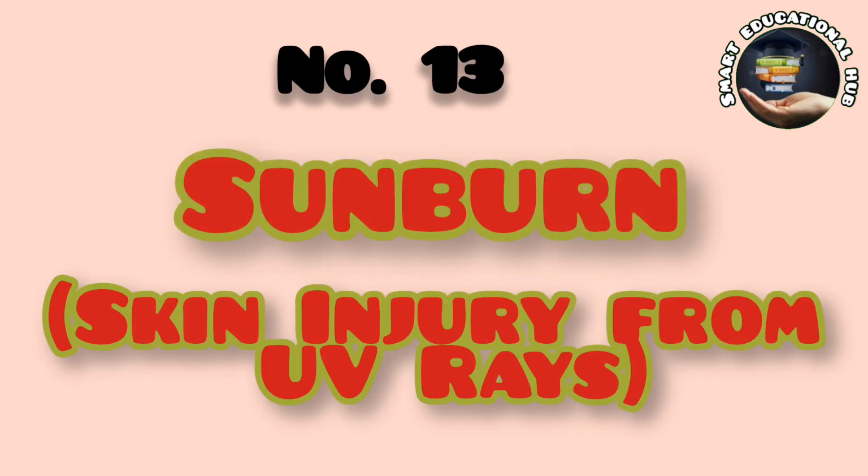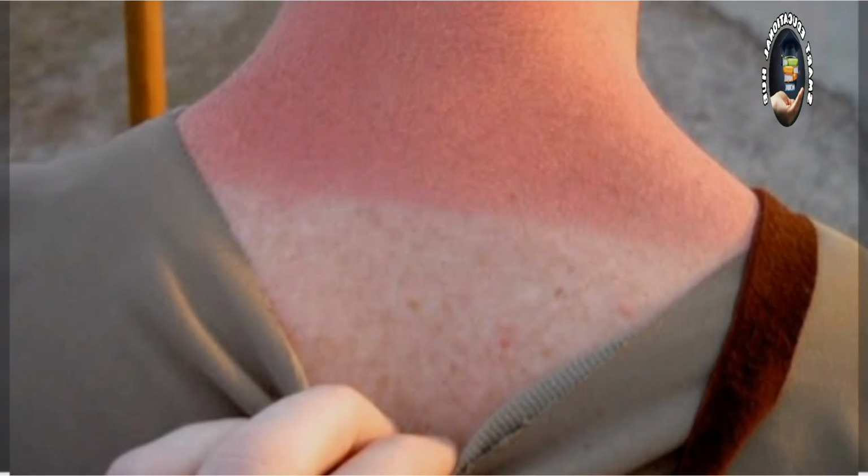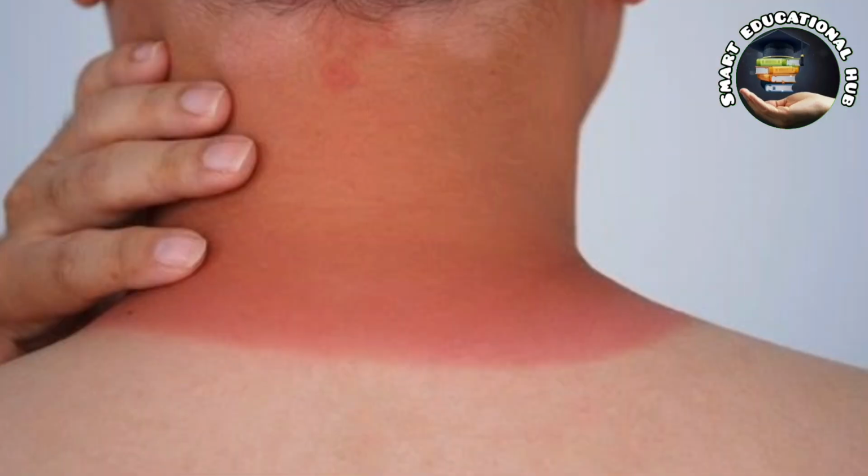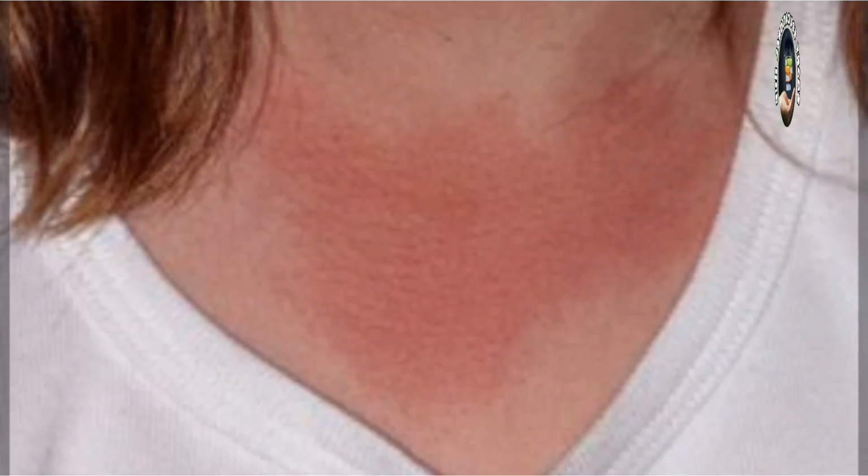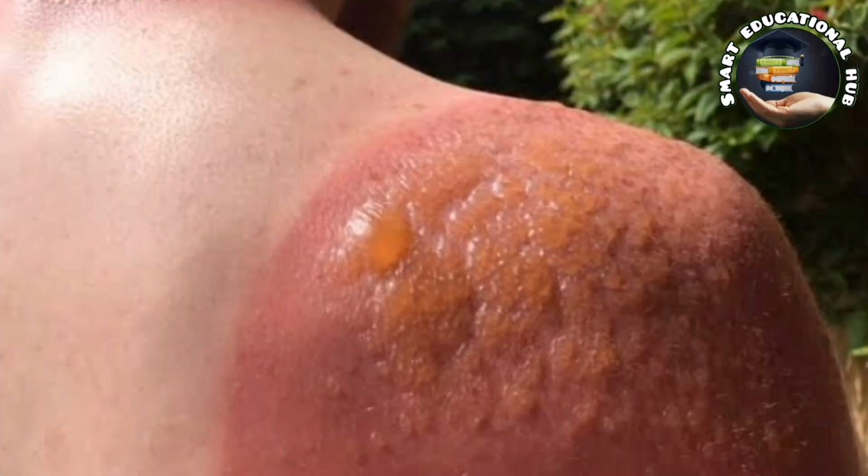Number 13, sunburn, skin injury from UV rays. Sunburn is a skin injury caused by spending too much time in the sun without protection. It happens when the skin is exposed to ultraviolet rays, especially during the hottest part of the day. After a sunburn, the skin becomes red, warm, and painful to touch.